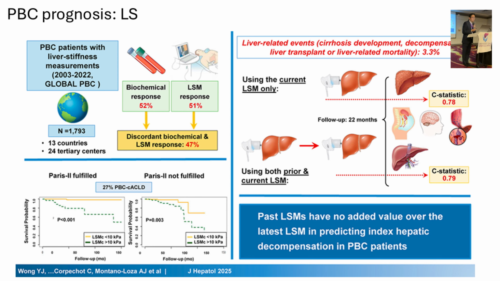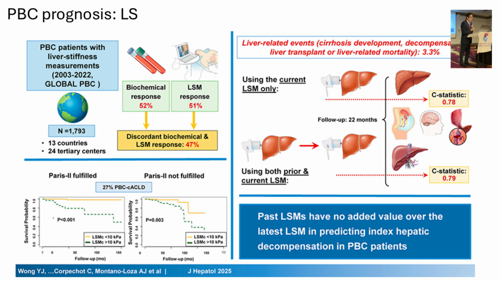The next marker for identifying those who may progress is liver stiffness. This is a study using FibroScan to identify patients with or without liver stiffness. As you can see here in the left panel, those who have higher liver stiffness, i.e. liver stiffness higher than 10 kPa, have worse outcome. And it's the most recent FibroScan data that's most relevant rather than previous FibroScan data.